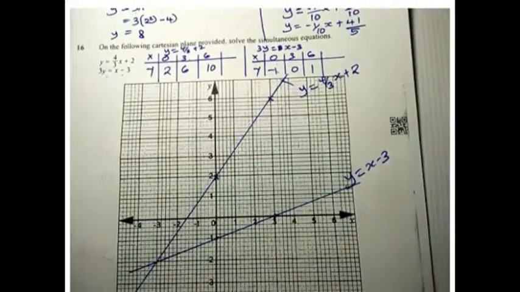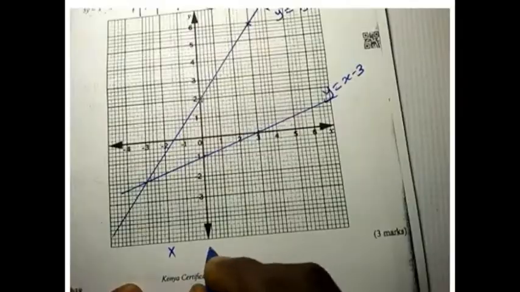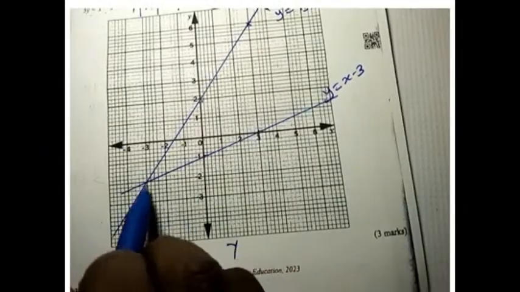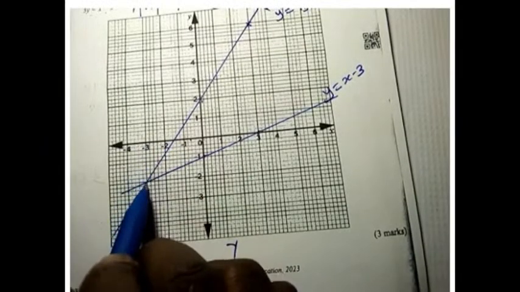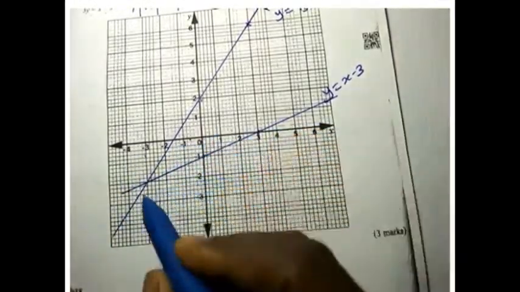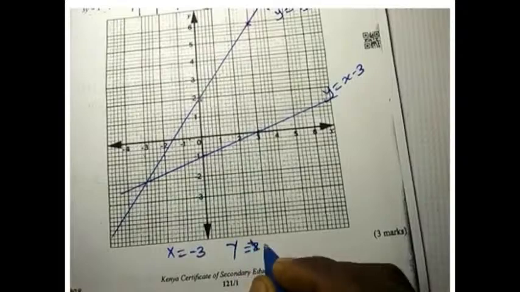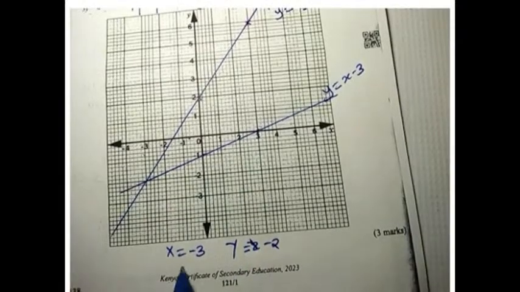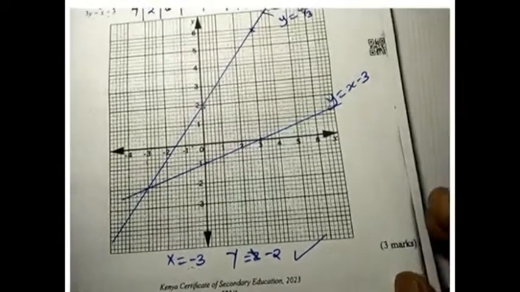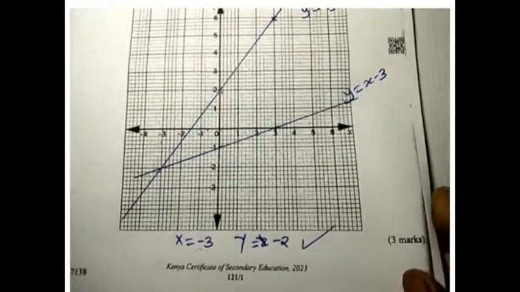So where the two lines meet, those are the solutions for the values of x and y. So where are they meeting? They are meeting where x is -3 and y is -2. So the answer is x is -3, y is -2, and that is what the student is expected to do.